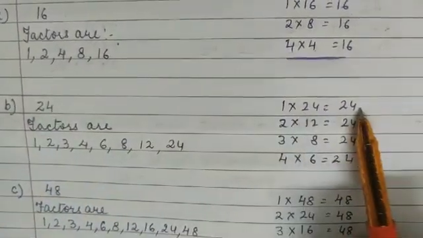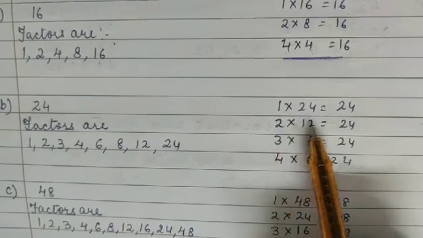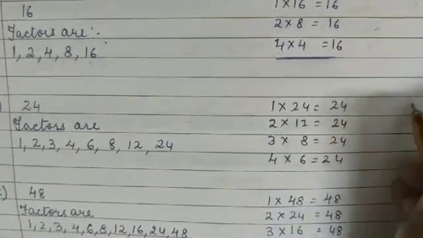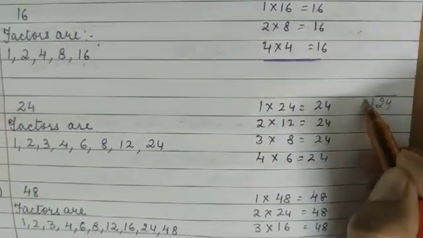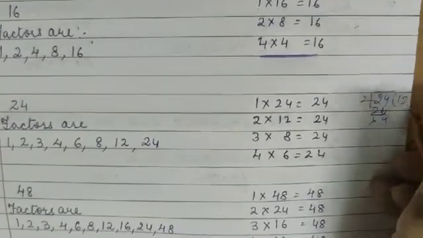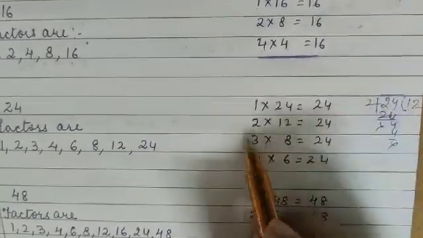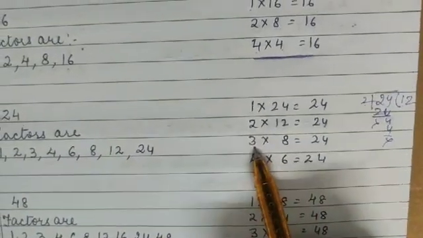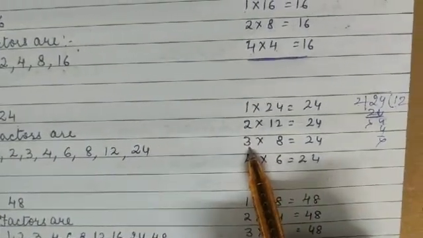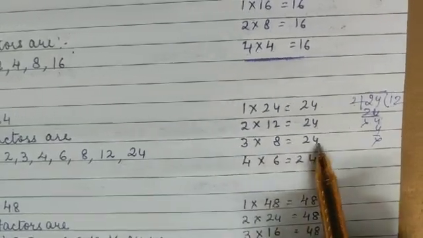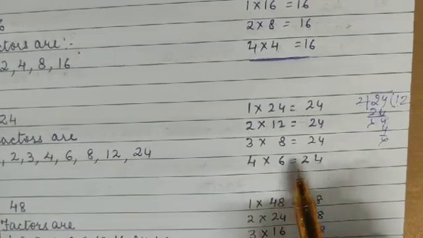1 24s are 24. In the table of 2, 2 12s are 24. If you don't know whether it is coming in the table of 2 or not, divide 24 by 2. 2 2s are 4. So 2 and 12 are factors of 24. Now after 2, table of 3. Don't skip any number. Just see whether it is coming or not. See, 3 8s are 24. Now 4 6s are 24.